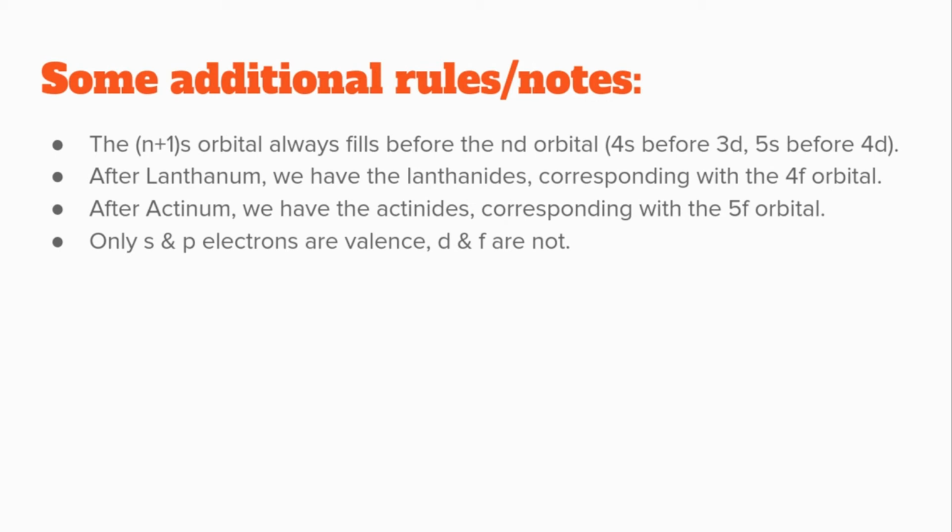And then when we're talking about valence electrons, s and p are the only ones that can be valence. d and f are not. So remember, valence electrons are the ones that participate in things like ionic bonding and covalent bonding. They're the ones that can be gained and lost. So those can only be s and p electrons. d and f will always be core electrons.